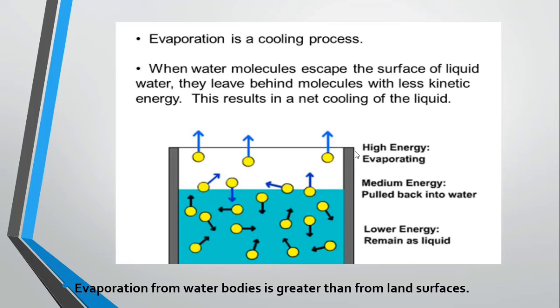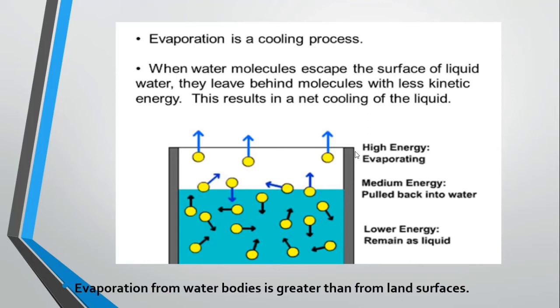Okay, let's take a look at this one also. Take note that evaporation is a cooling process. When water molecules escape the surface of liquid, they leave behind molecules with less kinetic energy. This results in a net cooling of the liquid. So evaporation, let's say, from bodies of water is greater than from land surfaces.